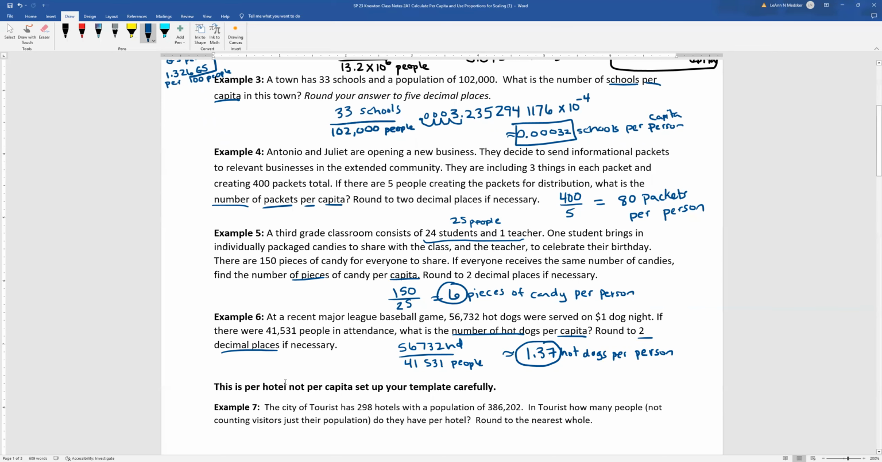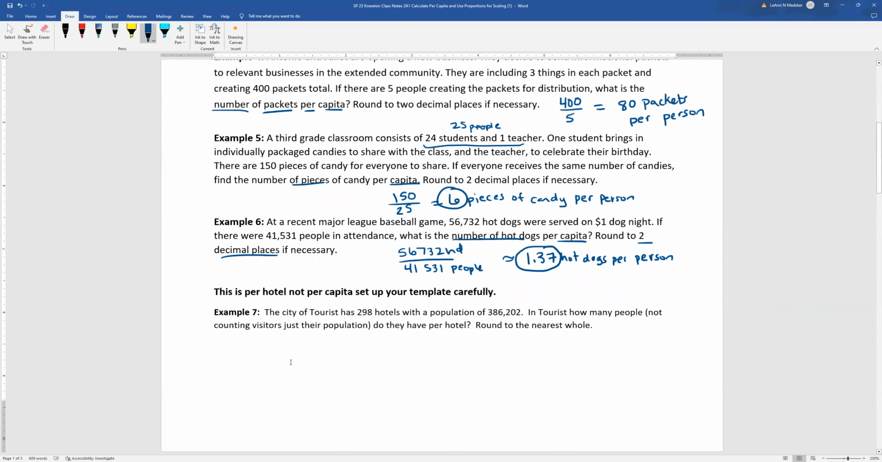Okay. This one we already did in the last problem, similar. So I guess I just included it here too because it's sort of like a per capita problem, but they asked people per hotel, not per capita. So just be aware that sometimes it's not a per capita problem and you might have to set it up the opposite way. So this is 386,202 people for 298 hotels. We did this one on another page just in section 1B3. This came out to 1,296 because it was 5 point something that rounded up people per hotel.